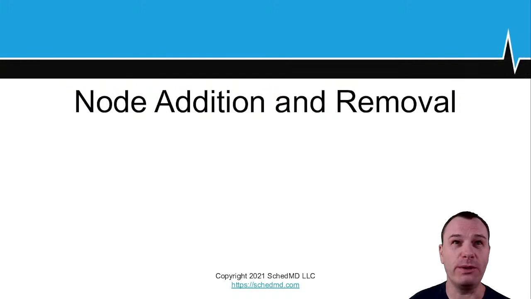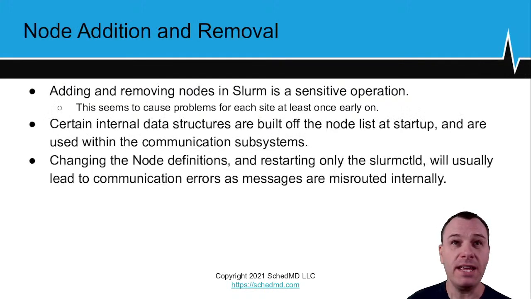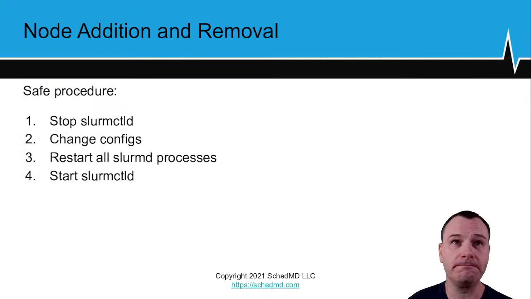All right, moving along, node addition and removal. Adding and removing nodes in Slurm is a sensitive operation. This seems to cause problems for each site, at least once early on. Certain internal data structures are built off the node list at startup and are used within communication subsystems. Changing the node definitions and restarting only the controller will usually lead to communication errors as messages are misrouted internally.